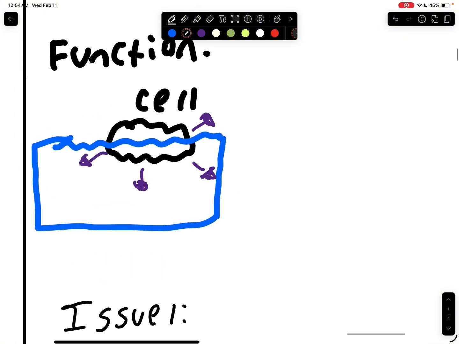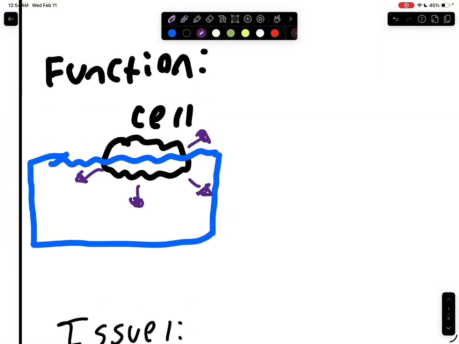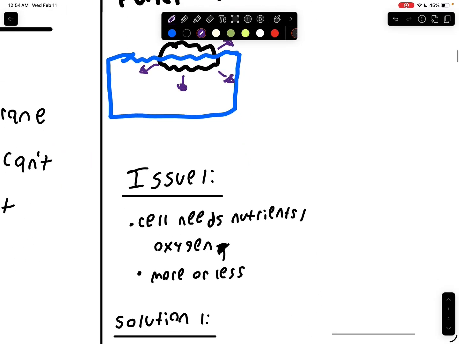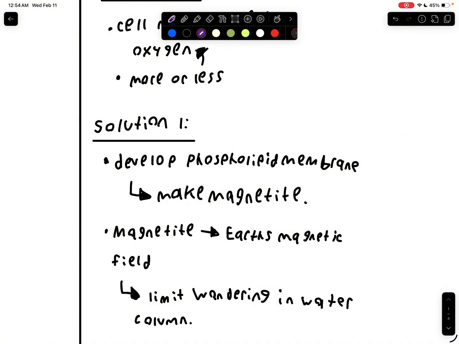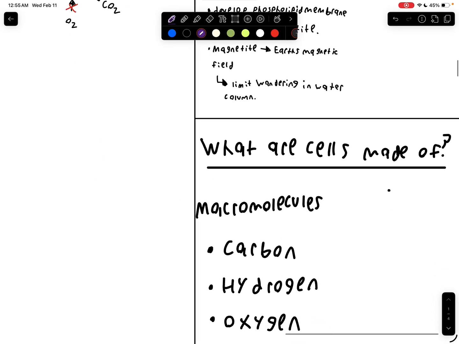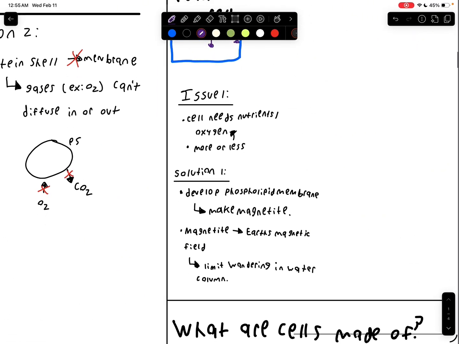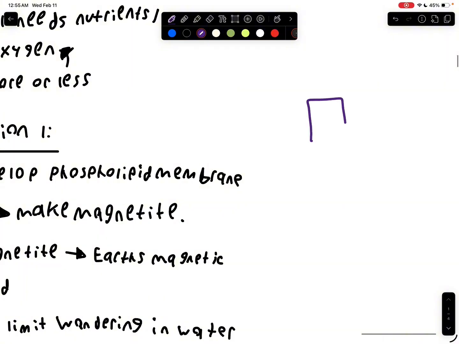Let's go back to this cell drawing. This cell is looking for nutrients and oxygen. So if this cell is in the middle of the ocean, for example, and it's looking for these things, it has to figure out where the nutrients are. So if it's wandering around for a long period of time without food, it's going to die. And so the way it counteracts that is to have this magnetite. What the magnetite does is it basically senses the Earth's magnetic field. And what that helps with is it allows it to go towards areas.